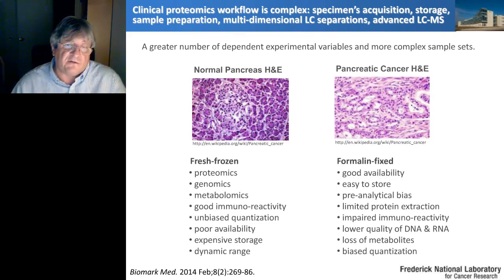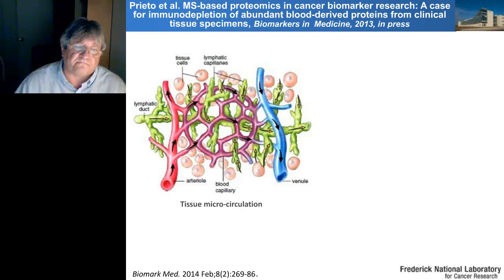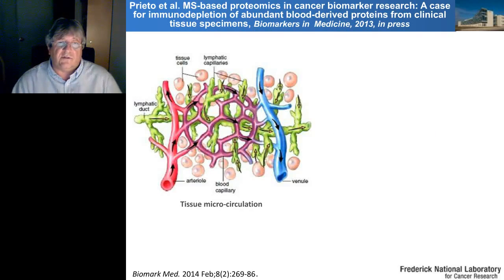So our take, and we have published that, is that we would like to look at fresh frozen tissues. They are difficult to store, but you can use proteomics, genomics, and metabolomics at the same time. You have good immunoreactivity and unbiased quantitation. Obviously, availability is not great, they are expensive to store, and there is a dynamic range issue, but we still believe that if someone would like to look for biomarkers and drug targets, they should use fresh frozen tissue.